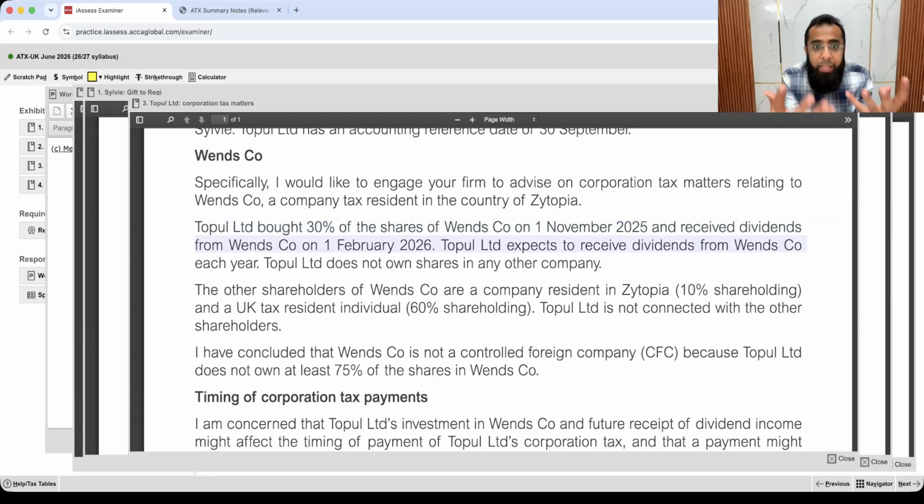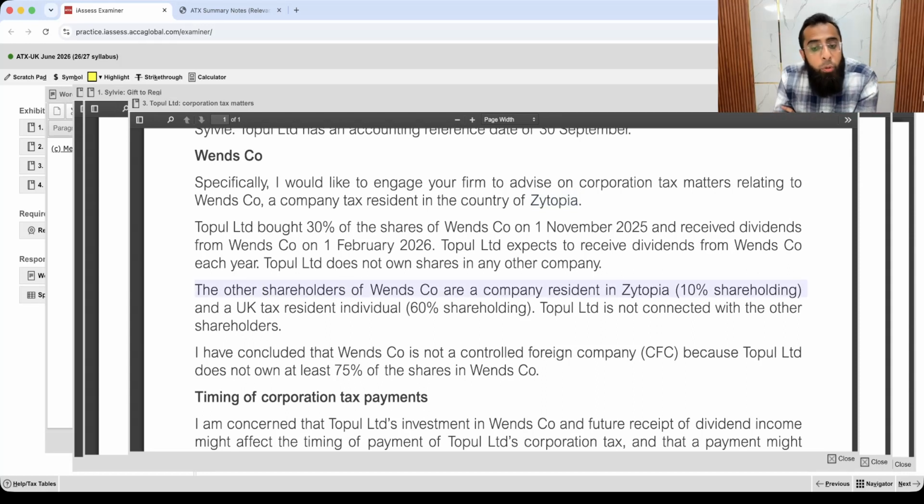I'm reading the scenario and then we'll see what he's asking. Topul Limited expects to receive dividend from Vents company each year. Topul Limited does not own shares in any other company. So we have 30% shares in this foreign company, which is in Zetopia, and we are receiving dividends from it.